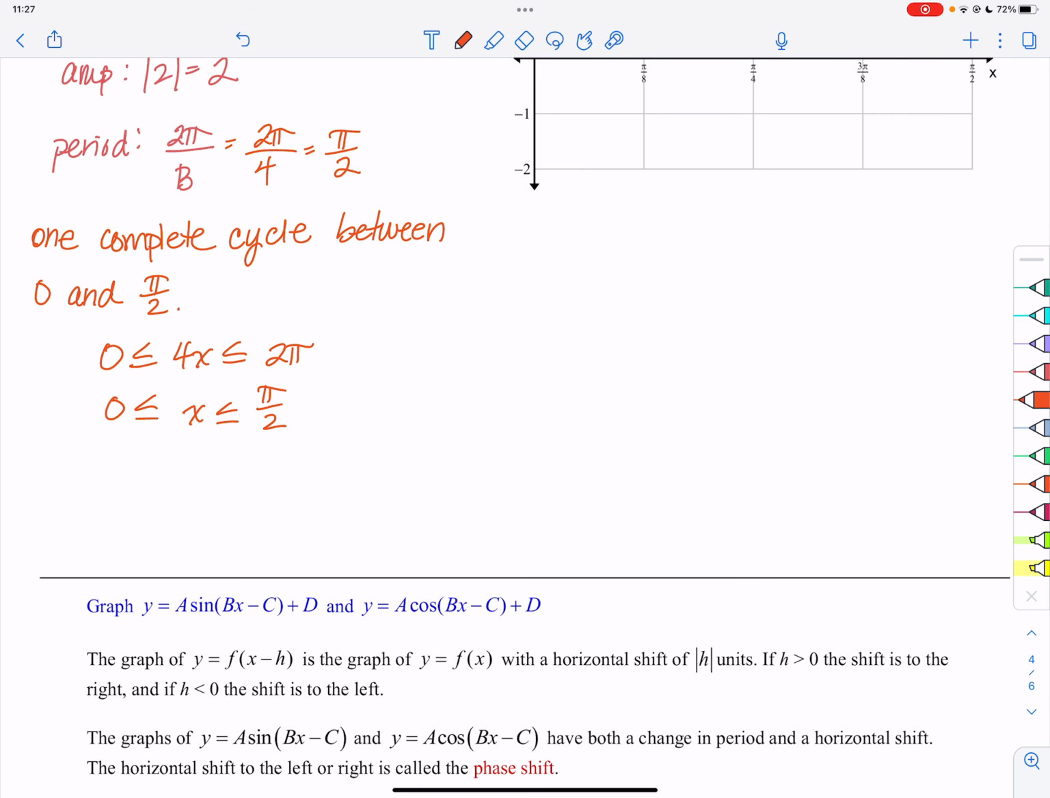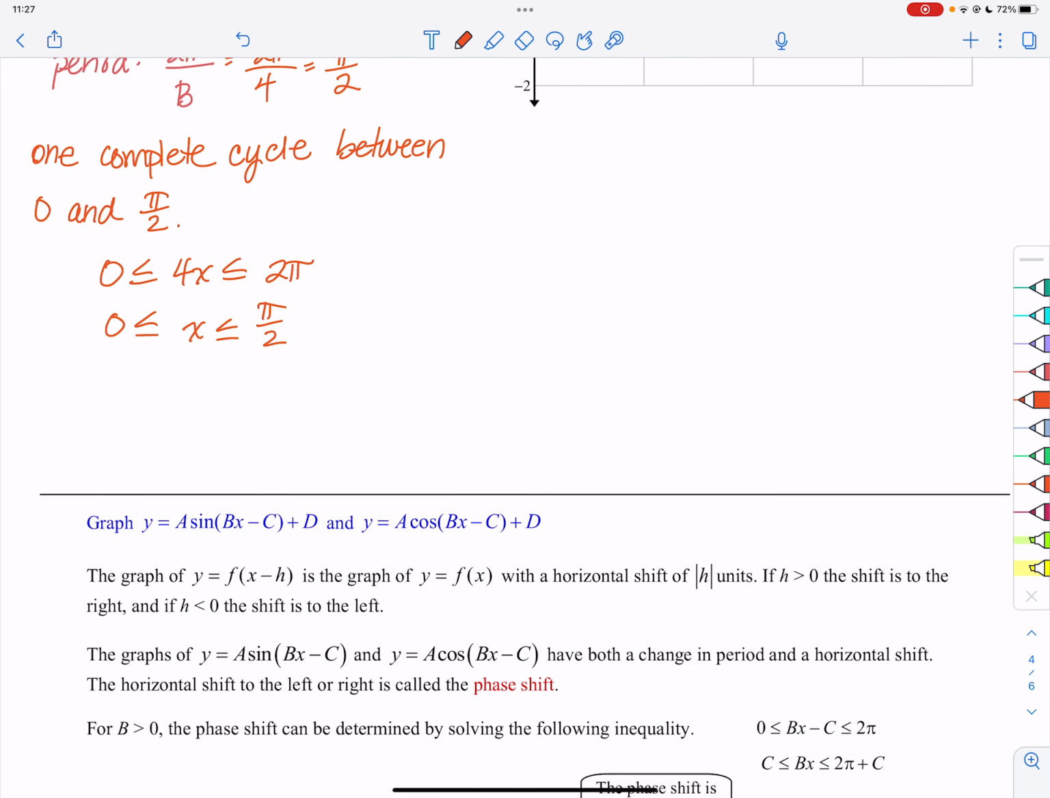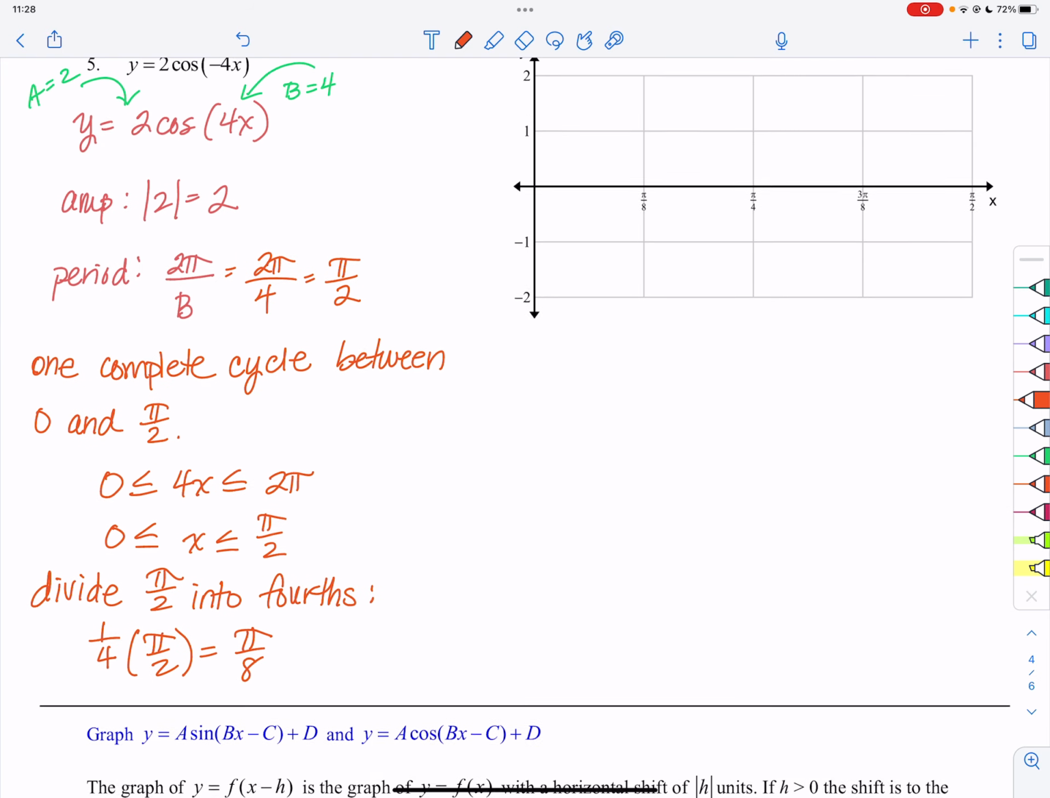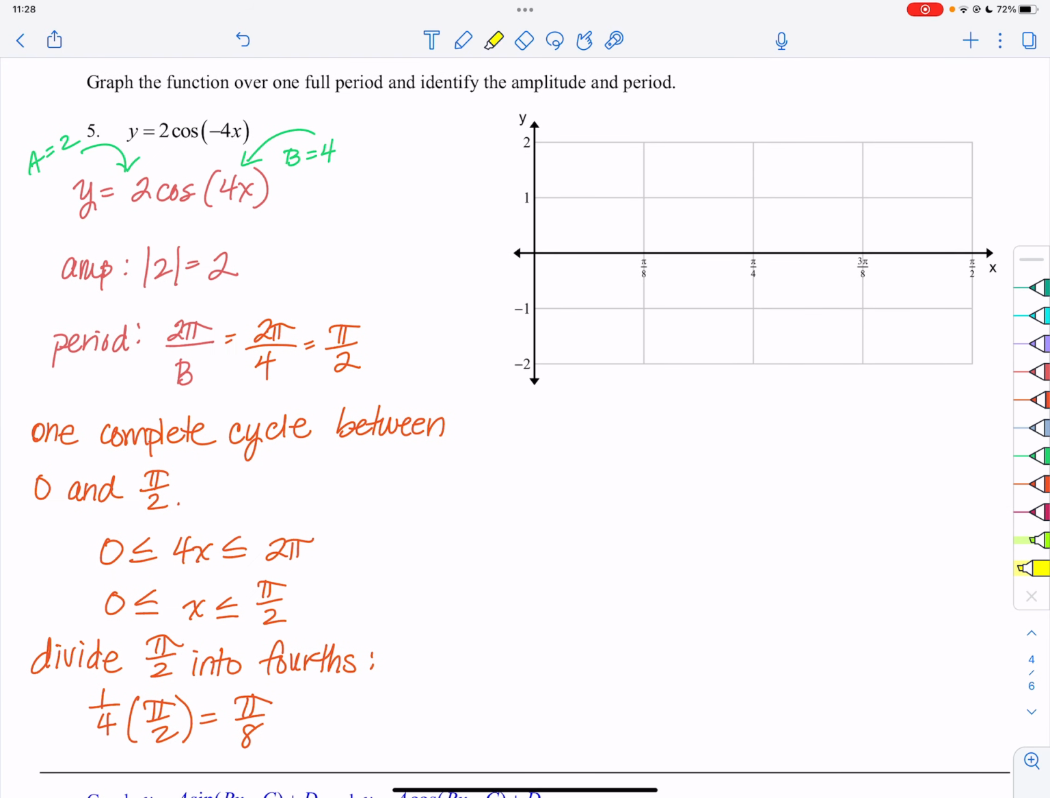Okay, so what we're going to do is we're going to divide pi over 2 into fourths. So how are we going to do that? 1/4 of pi over 2 is equal to pi over 8. Okay? So if we start at 0, 2, remember our amplitude is 2. So we're going to be starting here at 2. I'm going to write over that right here at 2.